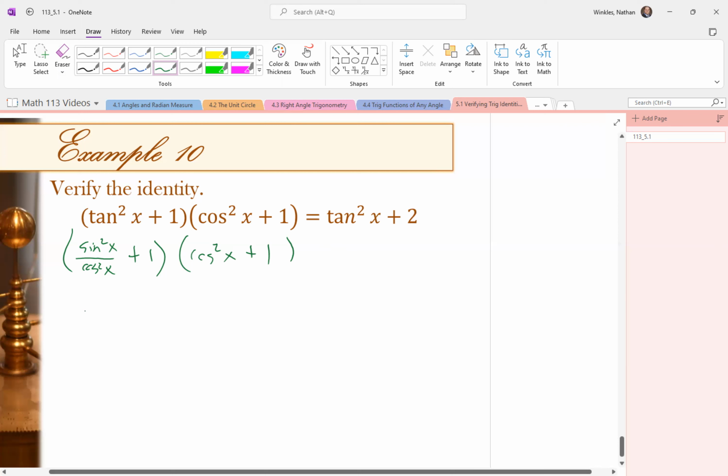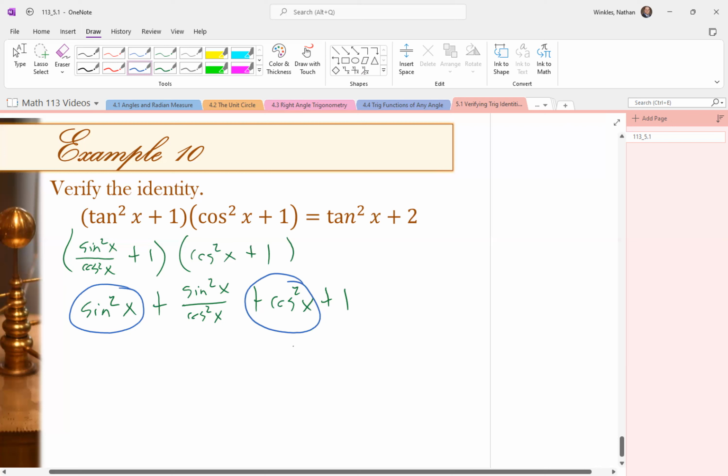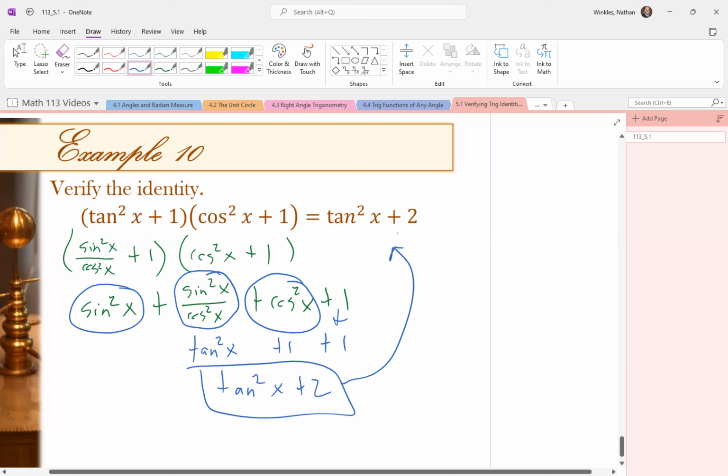So when we FOIL this out, we get sine squared x plus sine squared x over cosine squared x plus cosine squared x plus 1. Sine squared x plus cosine squared x gives me a plus 1. We already have our plus 1 right here. Sine squared x over cosine squared x is really just tangent squared x. So we end up with tangent squared x plus 2. And that's what we were looking for on the right-hand side.